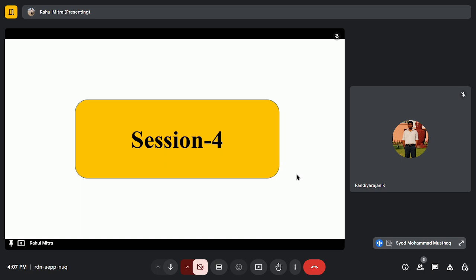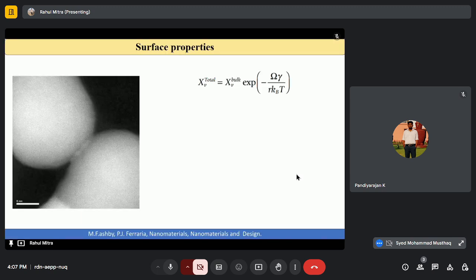So, good evening everyone. This is Mustaq, and this is the fourth session for the Nanomaterials course. So, let's move. I'll just briefly go over what sir has discussed in the previous week and also this week. So this is the mole fraction of vacancies, which depends upon the curvature, how the mole fraction of vacancies changes.